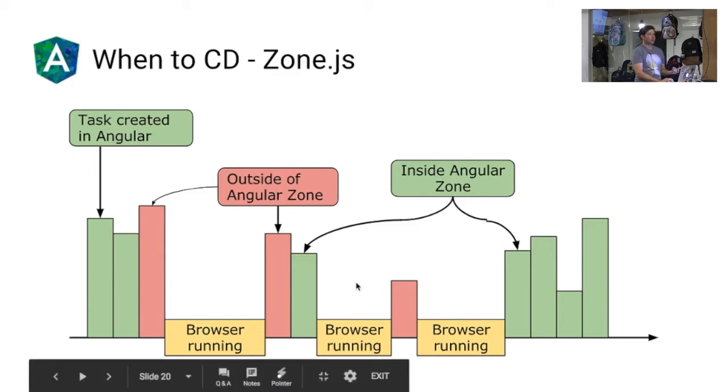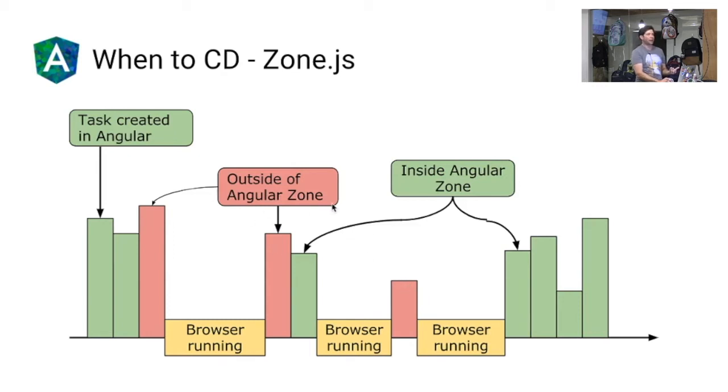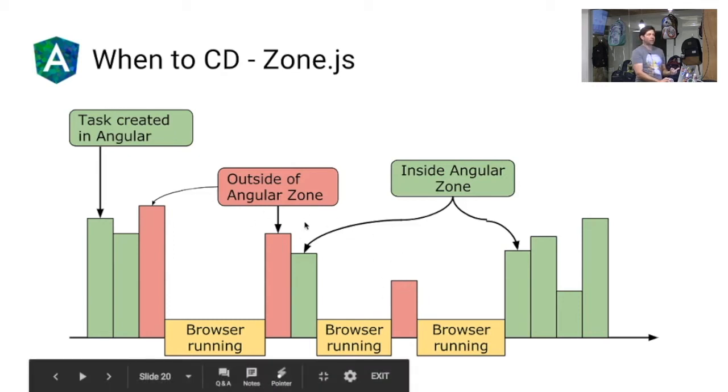So for example, this might be a timer, or this might be an XHR call that this thing triggers and that comes back here. Because they're part of the same zone, Angular knows I didn't run change detection for this one, I don't have to run it for this one either. But when something in the green zone comes back, I know I have to run change detection after that.